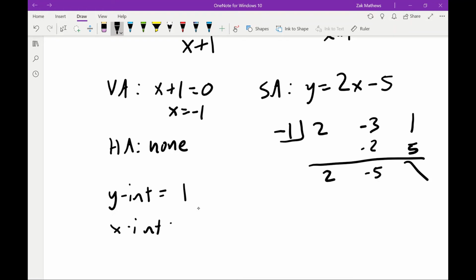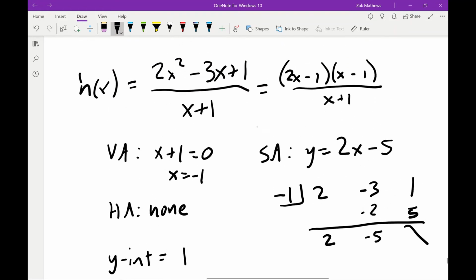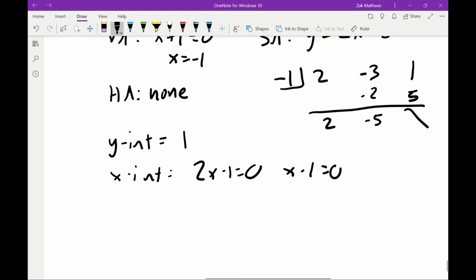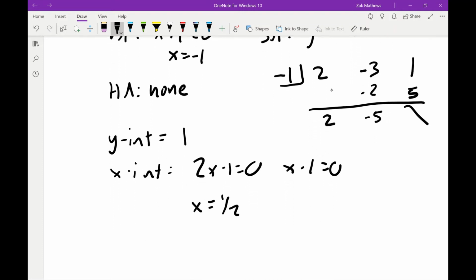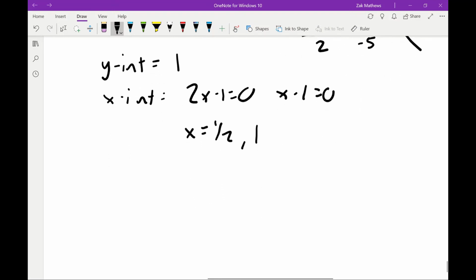I'm going to plug 0 in for my y, or set the numerator equal to 0. Well, we already had it factored, remember, 2x minus 1 and x minus 1. So 2x minus 1 equals 0, and x minus 1 is equal to 0. Will give me a pair of x-intercepts at 1/2 and at 1. And so let's graph this out.